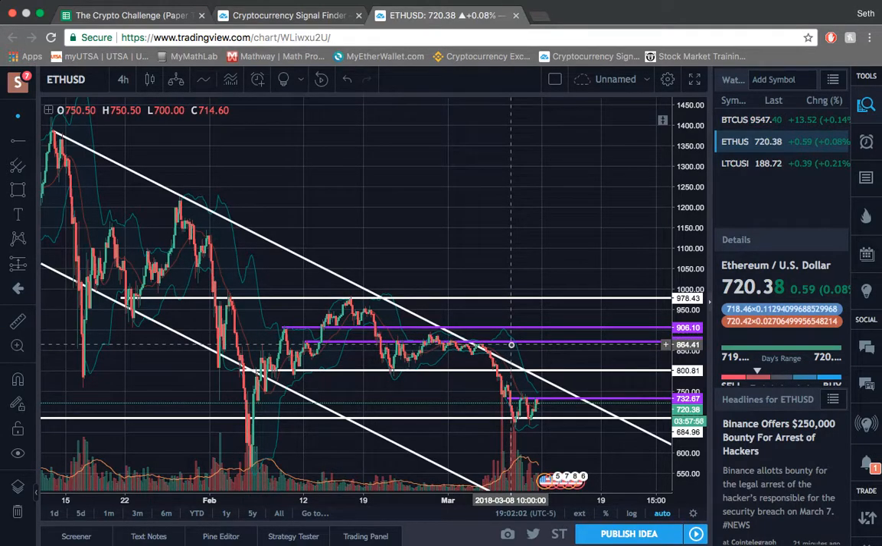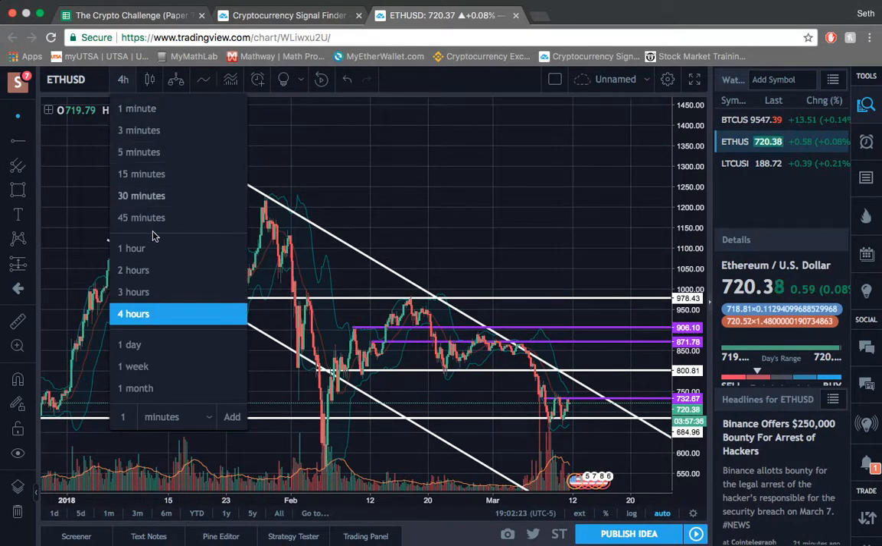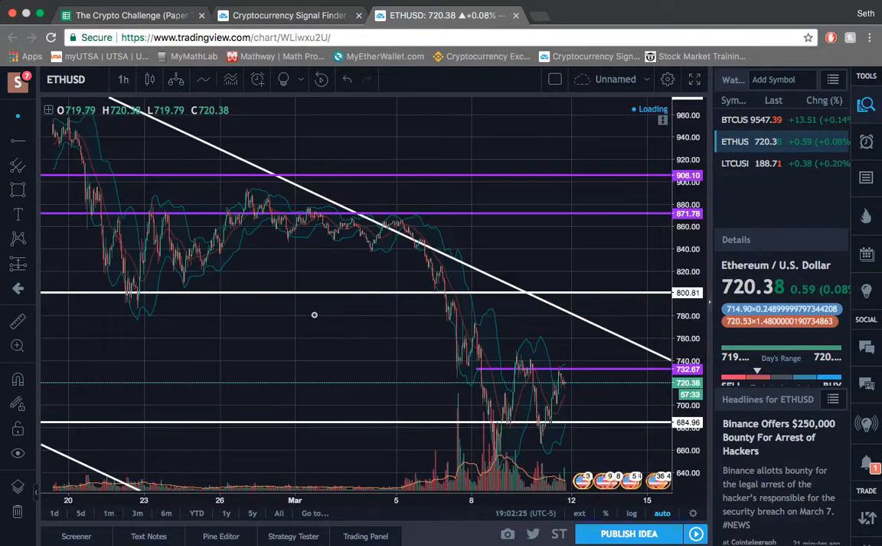So if we were to break this second purple line, we would bounce off this third purple line, probably consolidate for a little bit, and if we were to break this one up, then we would hit this final primary resistance that was created on the daily chart. So yeah, guys, that is the 4-hour chart. Let's take a look at the 1-hour just for a brief moment.